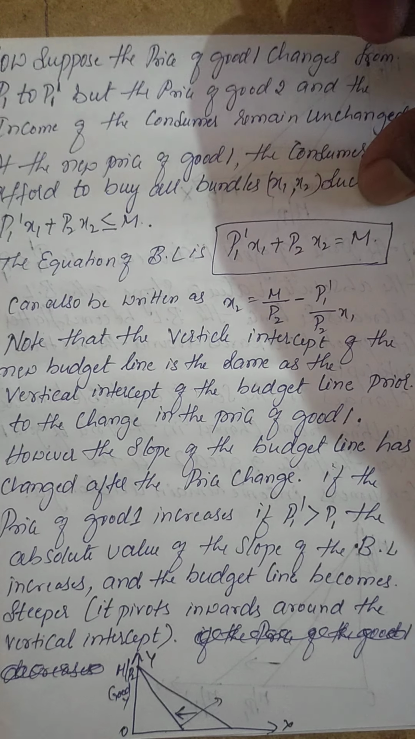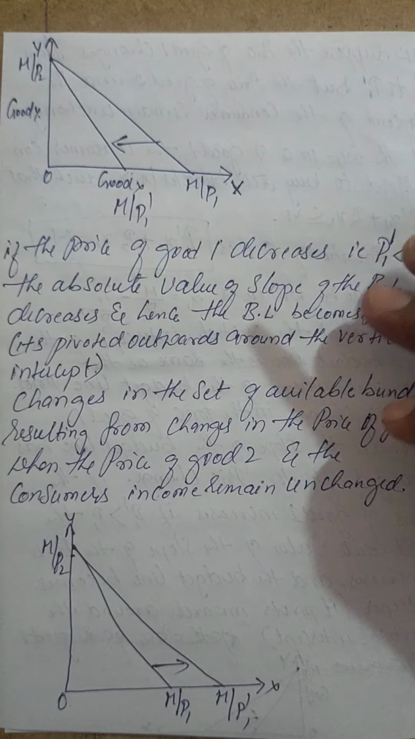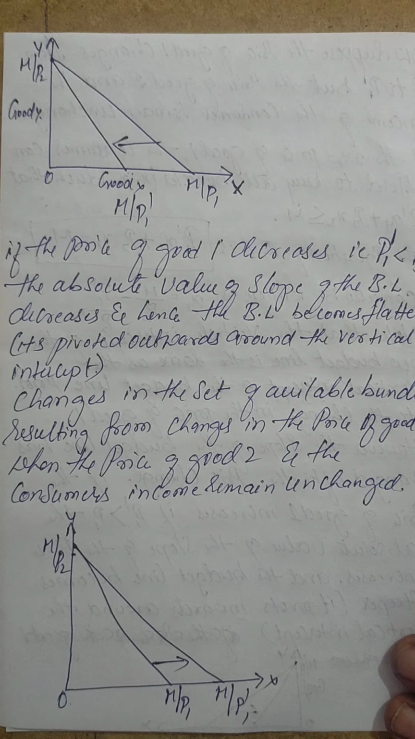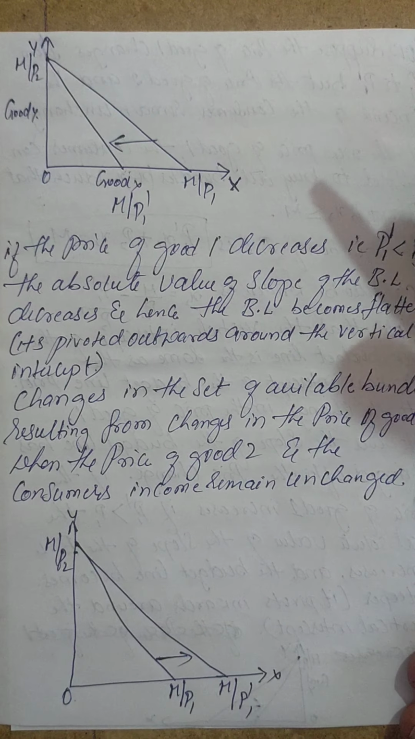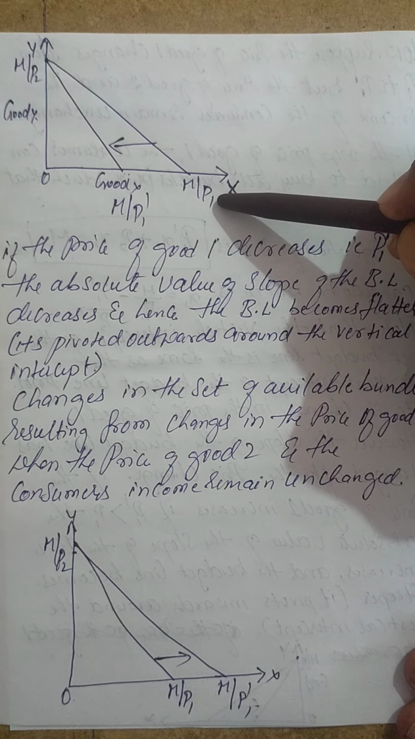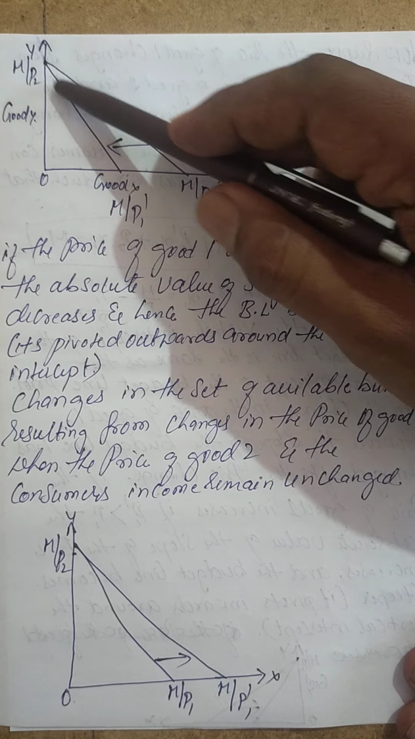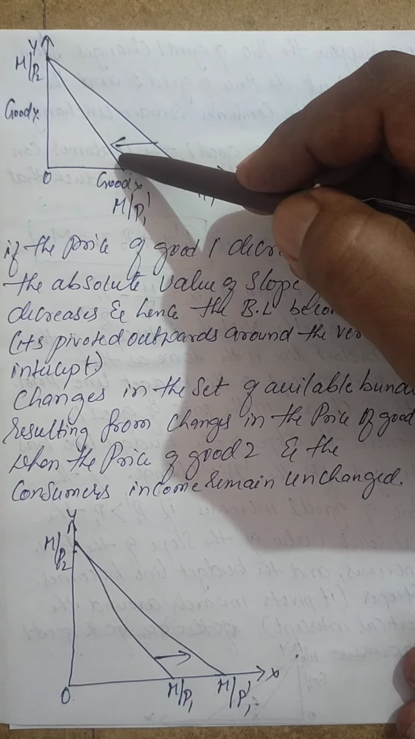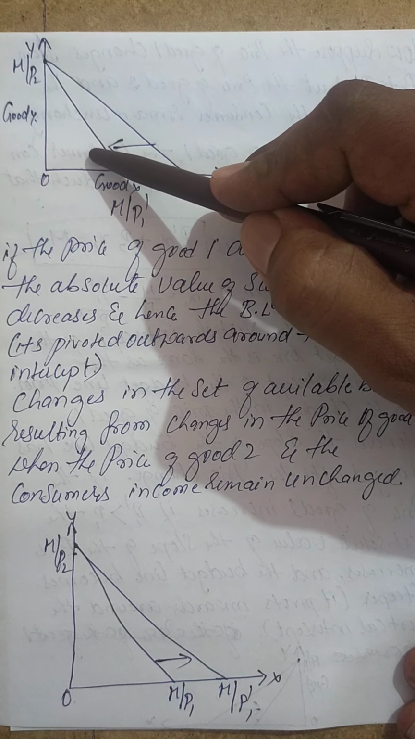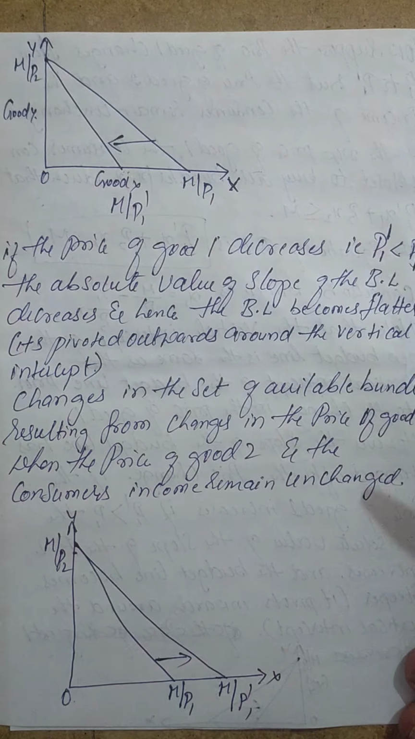Next is when the price decreases. I have drawn a picture, it is very clear here: inward movement. So the past activity we have done: this is the original price, and this is the change in price. Due to the increase in price, it has become steeper. Since it is steeper, it is moving inwards to the vertical intercept.